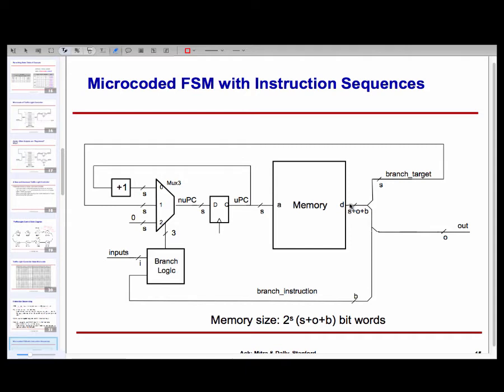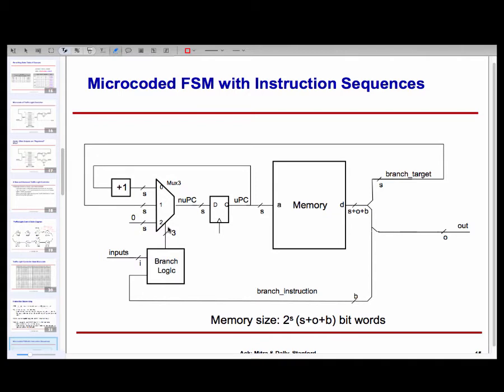So we're going to work through this thing. Right now imagine that I still have the next state field. So I get this branch target and I feed it back out here. So micro PC can take three values. Micro PC can either take the next state field from the memory, or it can be one more than the current micro PC, or it could be 0. And then I have this combinational logic which takes my inputs and also takes some additional input from the memory and then controls this multiplexer.